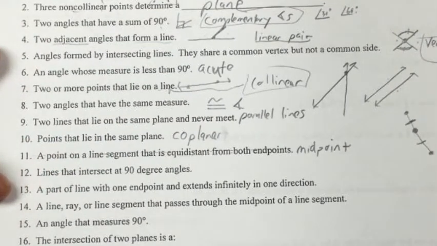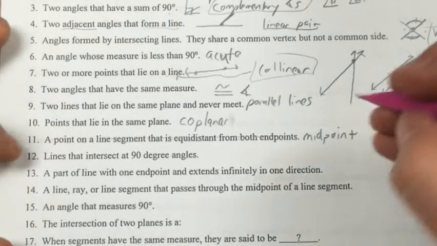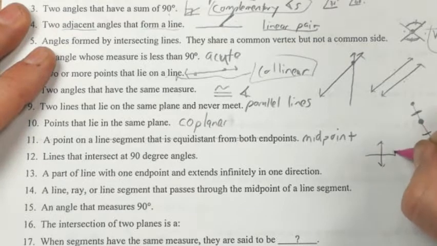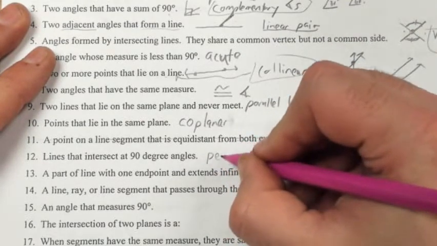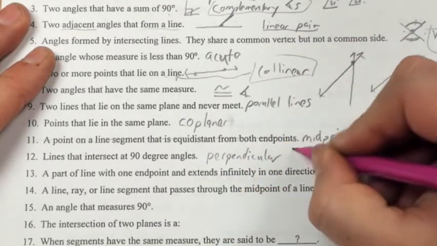Number 12, lines that intersect at 90-degree angles. Well, we've got our line here. This one comes in and intersects at 90 degrees. The special word for that is perpendicular lines.